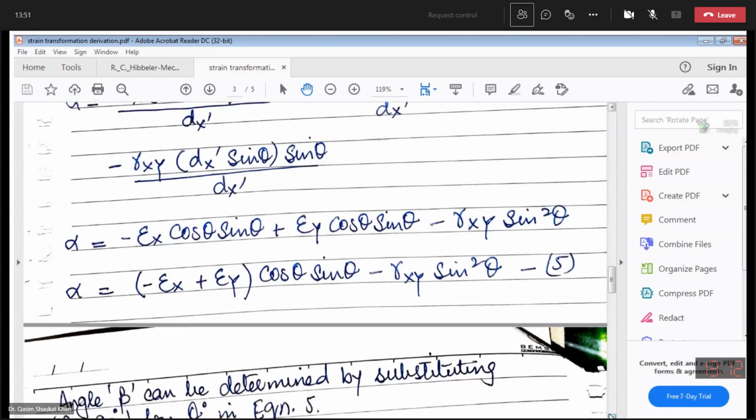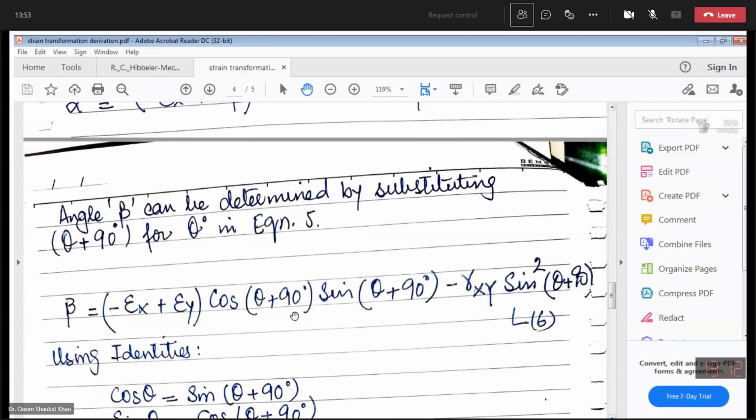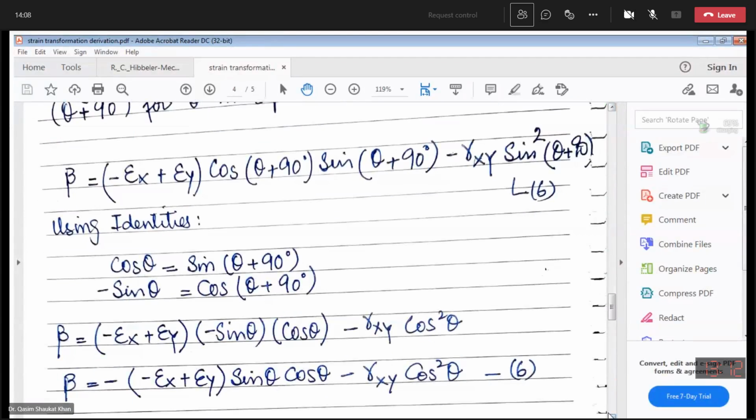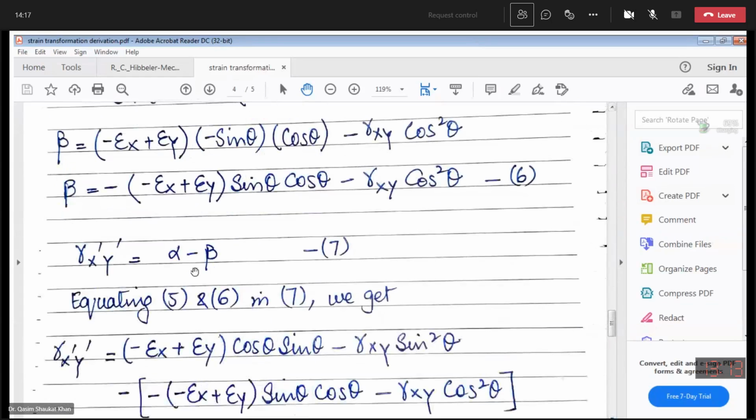Okay. So similarly, you have calculated the beta. Beta was the same as theta plus 90. So wherever you have theta, you will replace theta with theta plus 90. And once you have this beta value and have simplified it, then you compute alpha minus beta. So this is what you have to simplify further.